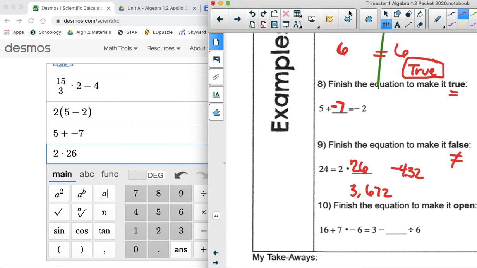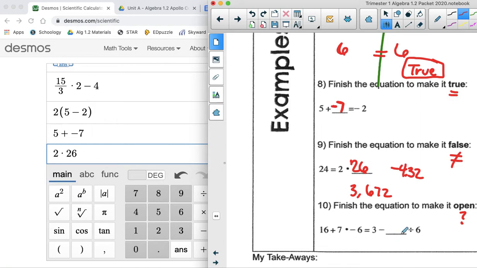Okay, number 10, last one. It says finish the equation to make it open. Open means something that we're not going to be able to solve. Well, not solve, that we'll be able to evaluate. We won't be able to get down to an actual number. So over here I have 16 plus 7 times -6. And here we have equals 3 minus something divided by 6.